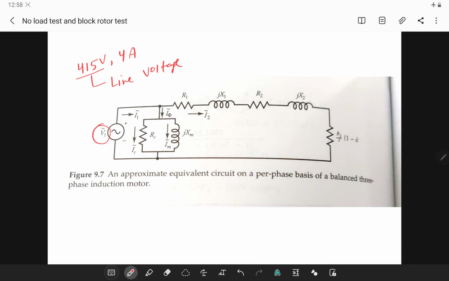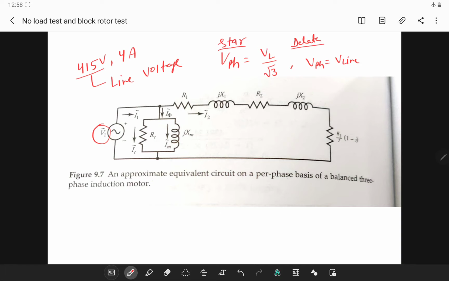If I want to find the voltage of phase, then I will need to check the connection, whether it is star connected or delta connected. If it is in star, then to find V phase I will write VL by square root of 3. And if it is in delta, then V phase is equal to V line. I hope you all know these basics. So let's start.